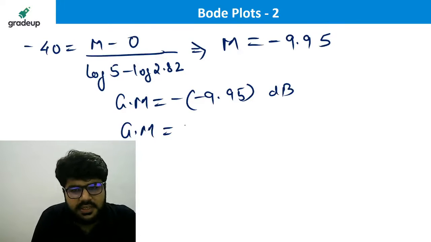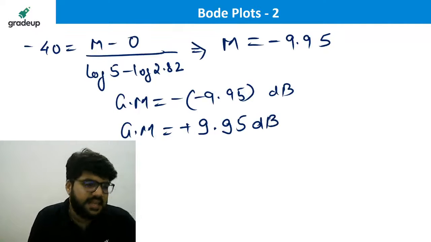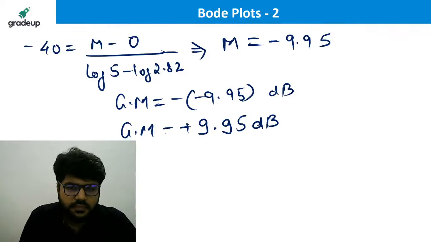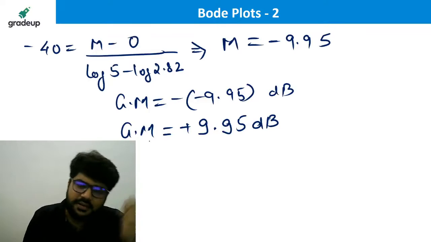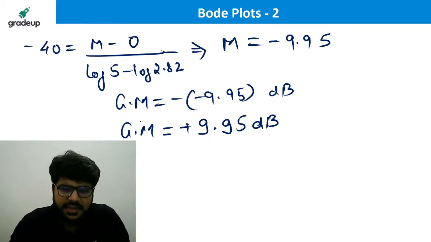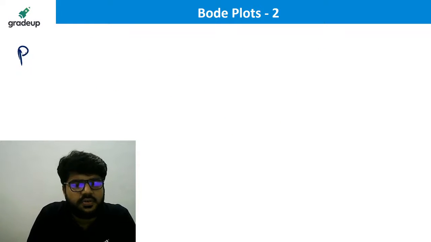Gain margin is actually positive only because it is a stable system. Plus 9.95. Okay, the gain margin is plus 9.95. Got it? Now this is the gain margin calculation. Next, let us go towards the phase margin calculation.